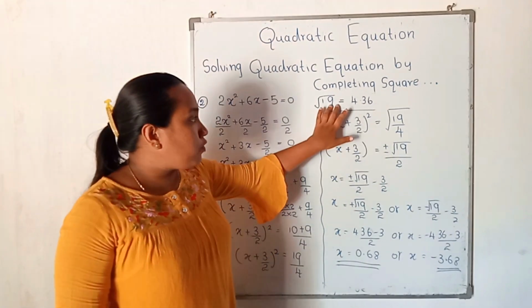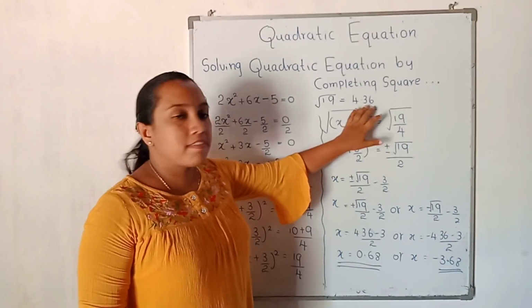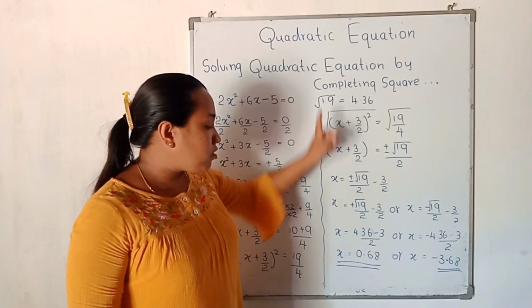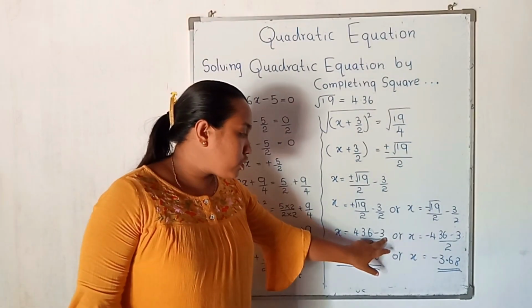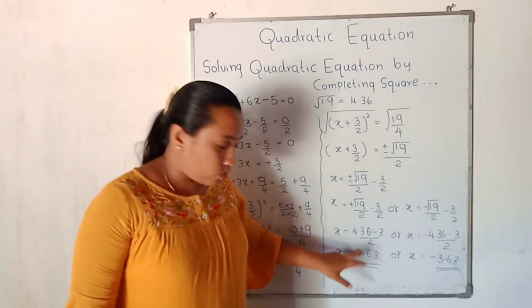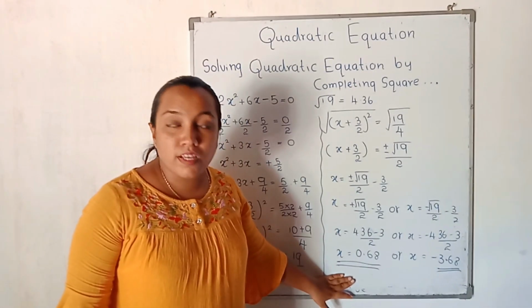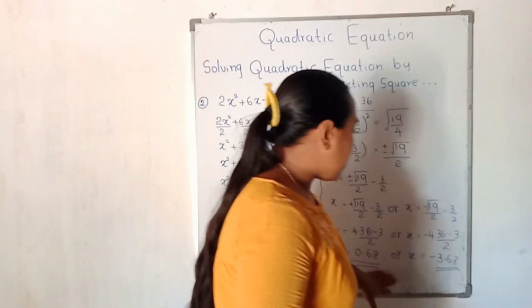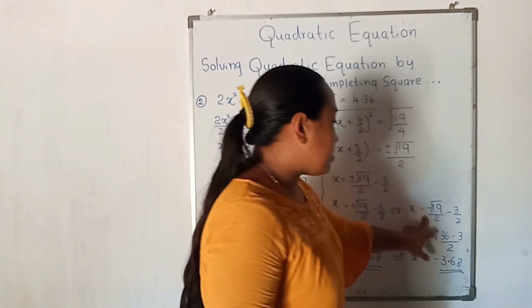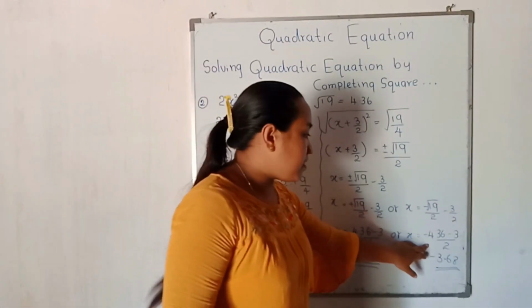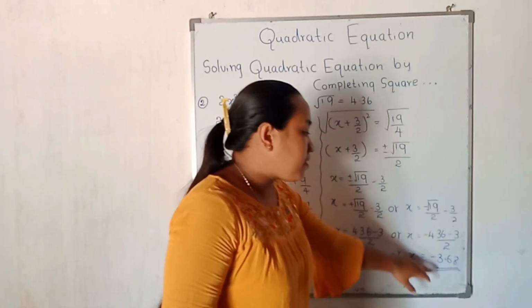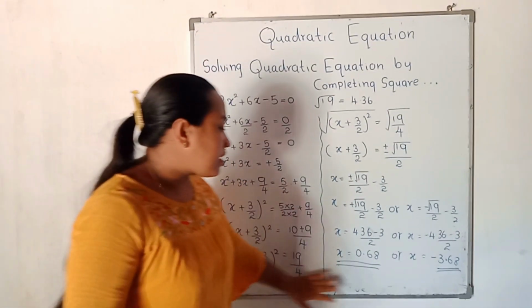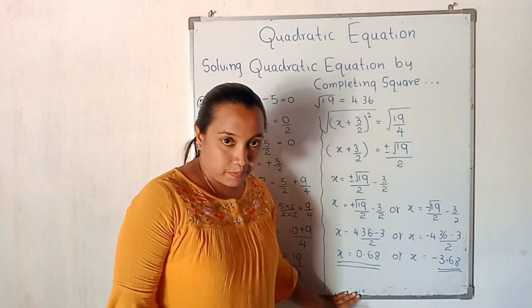The given value for root 19 is 4.36. Then substitute the value for root 19 in here. After subtracting 3 and dividing by 2, the answer is 0.68. And the second one, the same with minus 4.36, subtracting 3 and dividing by 2, gives minus 3.62. These are the two solutions in here.